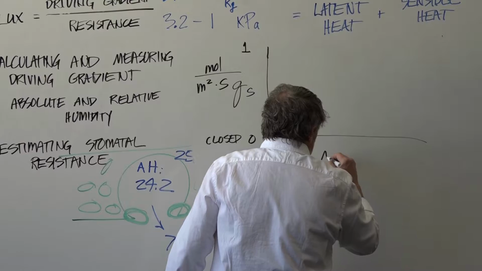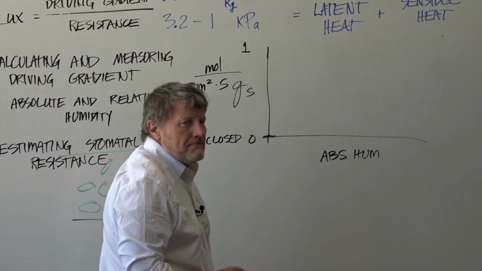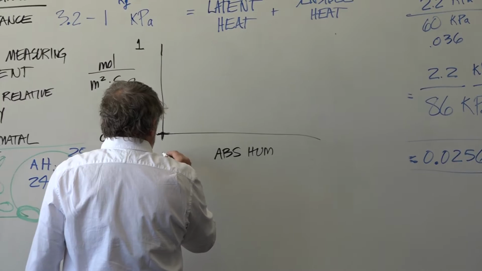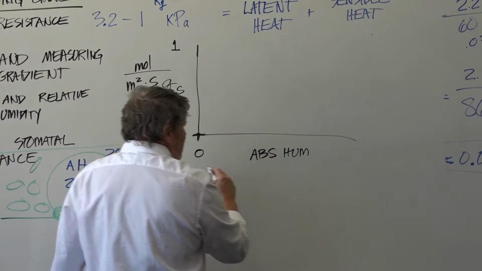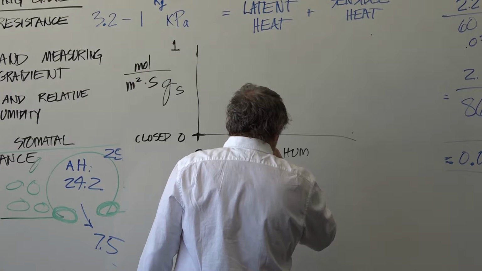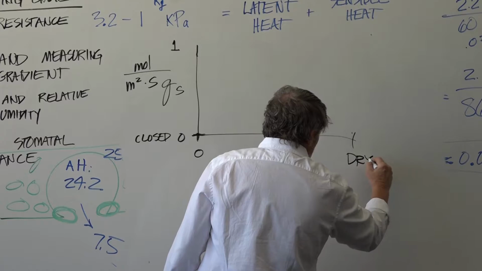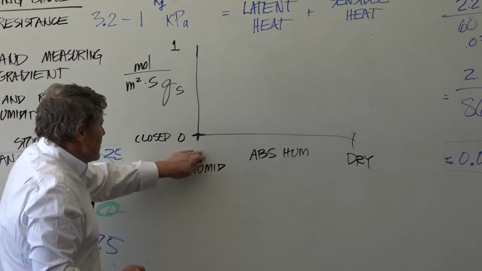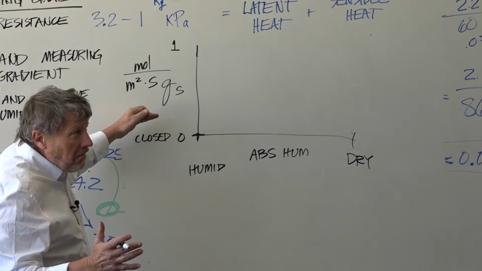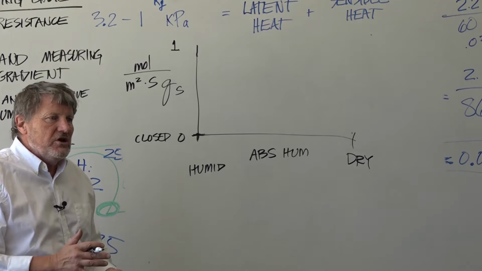And if this is absolute humidity here, what happens to stomates? Zero would be no water in the air at all. I'm just going to put dry, humid, and dry air. That's good enough for the principle. Stomatal conductance: what does this look like? Well, the driving gradient changes a lot, but do the stomates change as it gets more humid? It turns out they do.